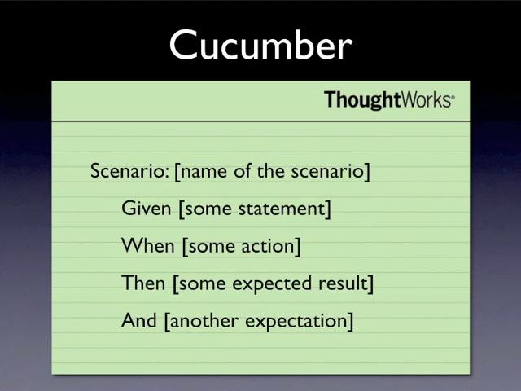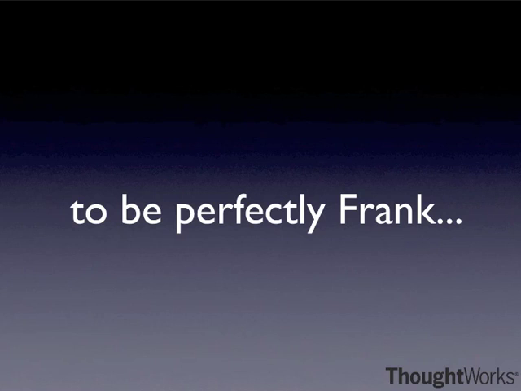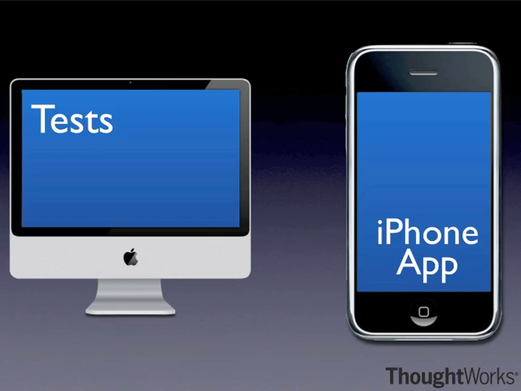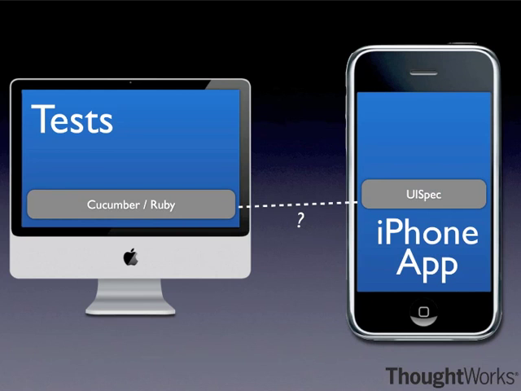But I should probably talk about Frank a little bit, given that that was the topic of my talk, and I haven't really touched on it yet. So if we think about the problem that we had, the tests running on a PC somewhere and the iPhone app, we identified that UI Spec is a reasonable way of driving the app, but it has a couple of issues, and Cucumber is a good way of writing tests, but we're not quite sure how to make them talk together. That's the problem that Frank is trying to solve.